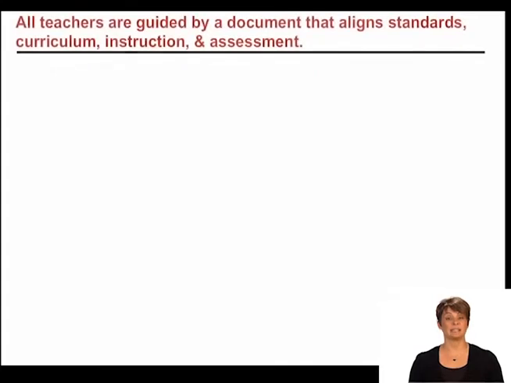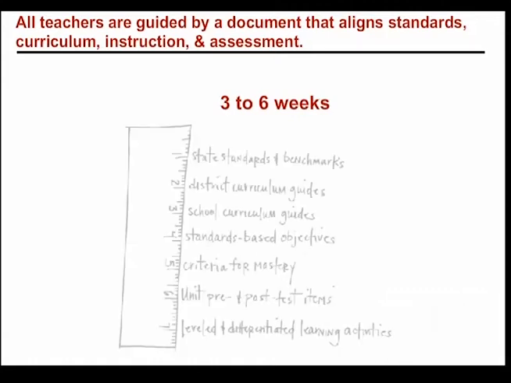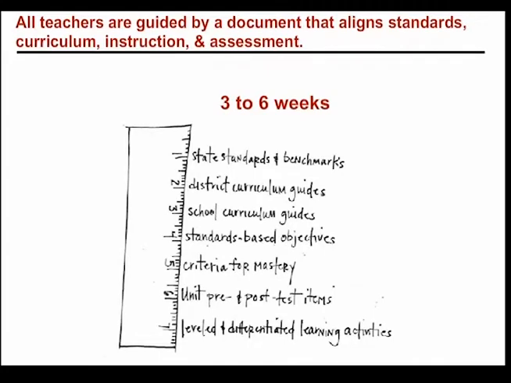Our first indicator states that all teachers are guided by a document that aligns standards, curriculum, instruction, and assessment. That document is the unit plan or unit of instruction. You will recall, the unit of instruction is typically 3 to 6 weeks worth of work within a subject area that defines and aligns the following components: state standards and benchmarks, district curriculum guidelines, school curriculum guidelines, standards benchmark-based objectives, criteria for mastery, and unit pre-test and post-test items, with leveled and differentiated learning activities.